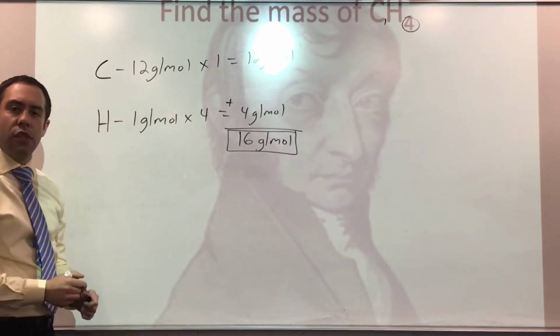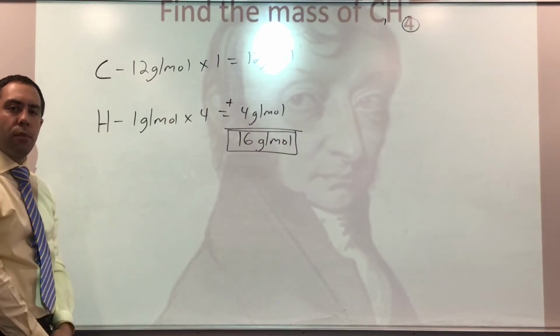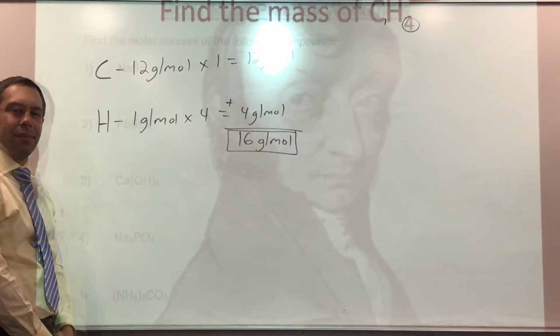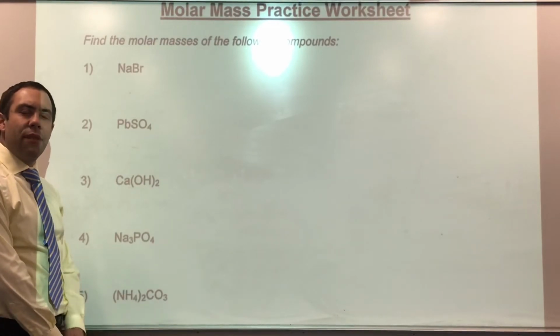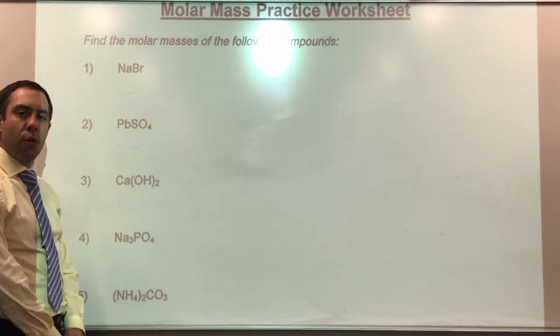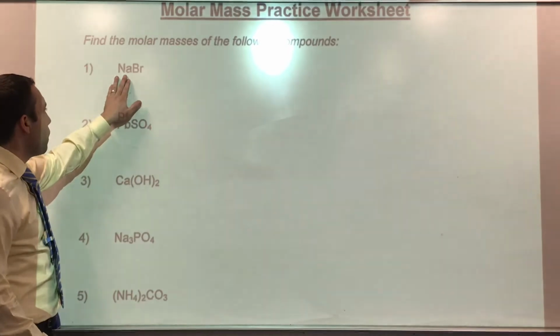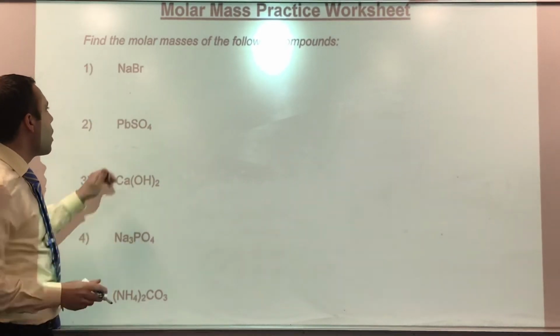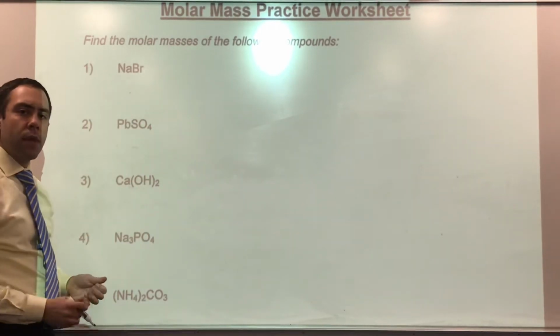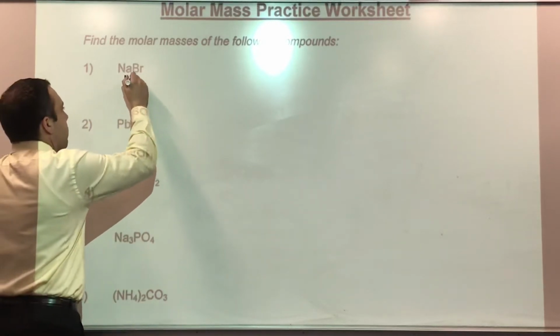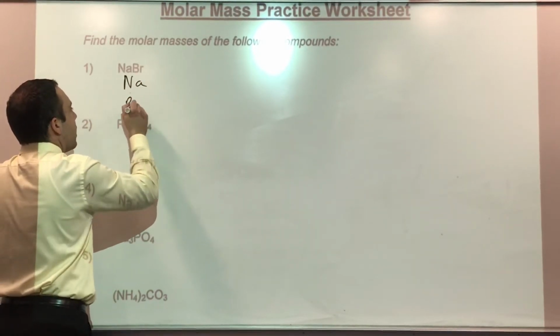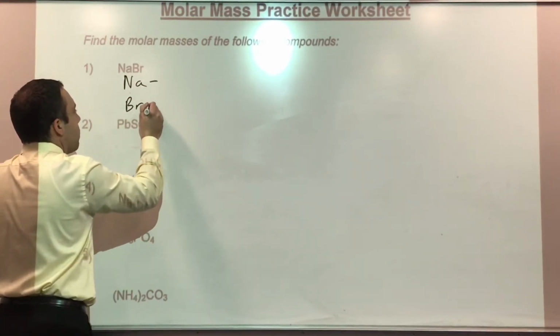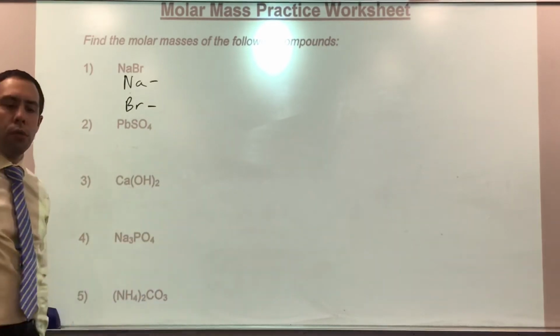The mass of CH4 is 16 grams per mole. Let's take a look at a few questions on your classwork/homework. Problem number 1, NaBr. We're going to follow the same set of steps. Step 1, write down the symbol for each element in the compound. So we have Na, sodium, and Br, bromine.